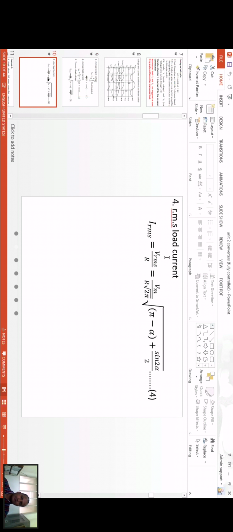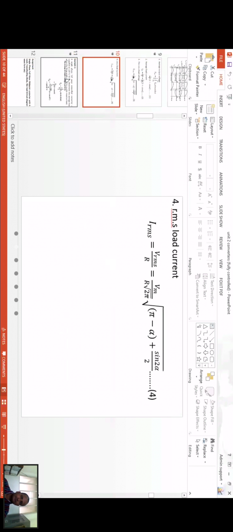The DC load current will be VDC by R, and the RMS voltage will be Vm by root 2 times the square root of ((pi minus alpha) plus sin 2 alpha by 2) divided by pi. So we can find out the RMS current also, VRMS by R. If you know the RMS voltage, then dividing by R in a purely resistive load, you can find out IRMS. So this is a simple example.